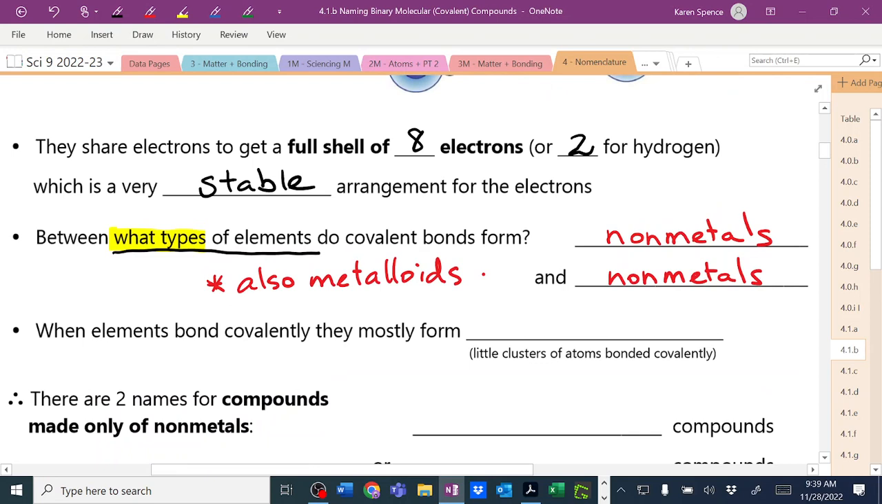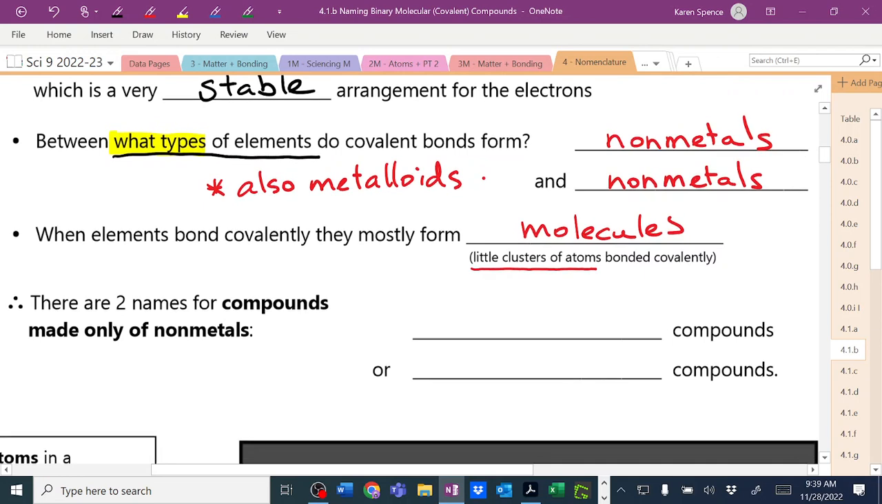When elements bond covalently, they mostly form those little clusters of atoms bonded covalently. What do we call those little clusters of atoms? Molecules. And this is just a reminder, what are the two names of compounds that are made of only non-metals? Covalent compounds. What's the other one? Molecular.